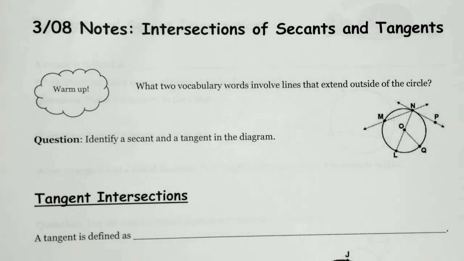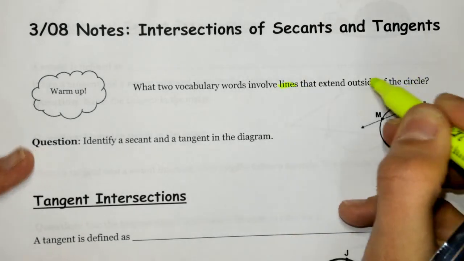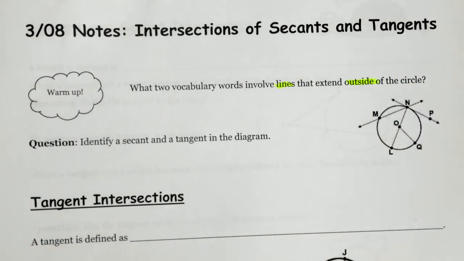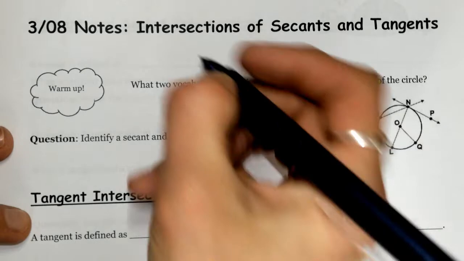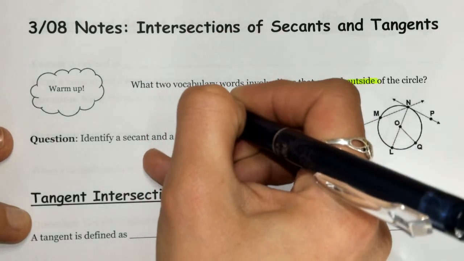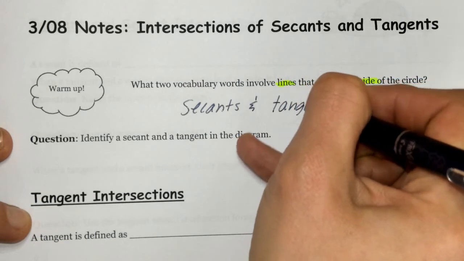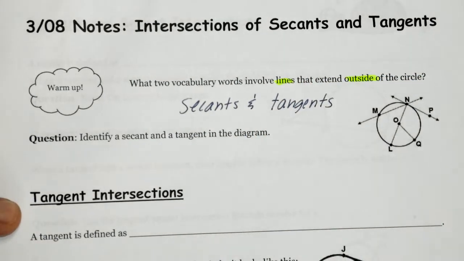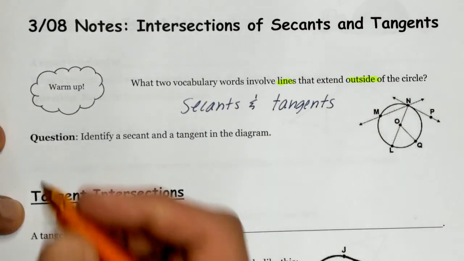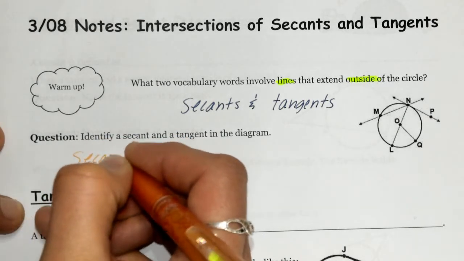The first thing they want to know is a warm-up, reminding ourselves what two vocabulary words involve lines that extend outside of the circle. Okay, number one, we're looking at lines. So here we've got lines, and we're going outside the circle. And as a reminder, it's also in the title: we've got our secants and tangents. So we want to identify each of them. The first one we're going to identify is our secant.